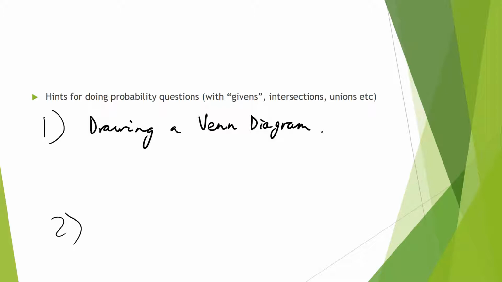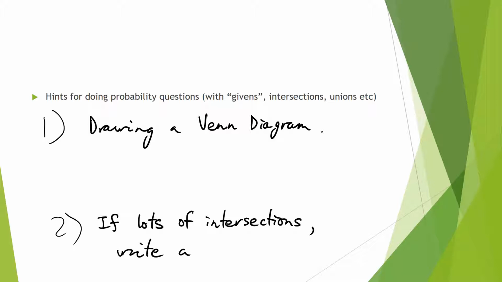The second big hint I have is if you have a lot of intersections, then write a probability table. Because by doing that, it shows you all the different intersections and how they relate to all the other probabilities. So, as I was saying before, do that first, draw a Venn diagram, and then if there are lots of intersections, draw out a probability table.